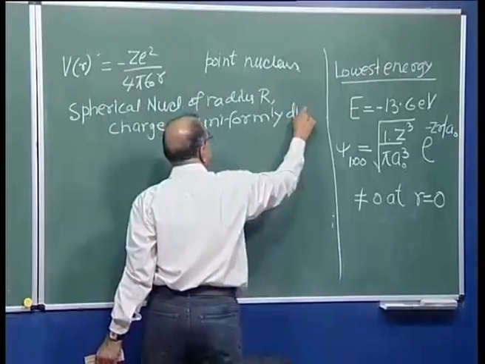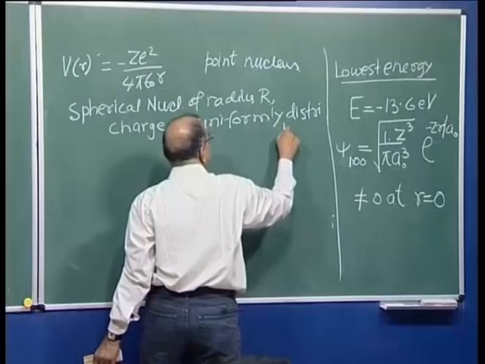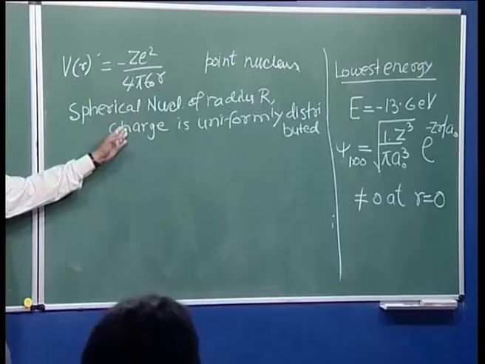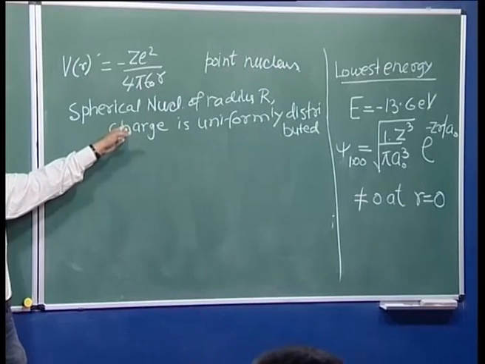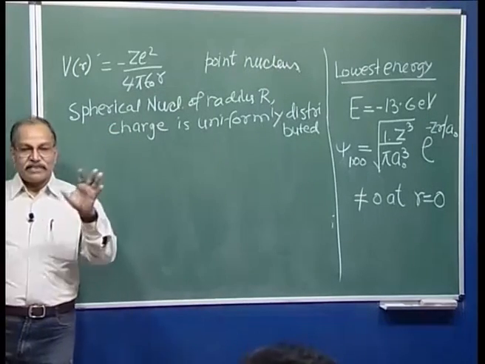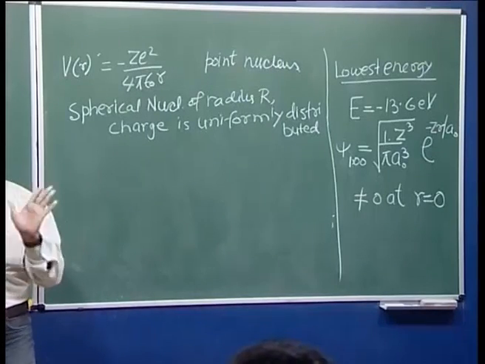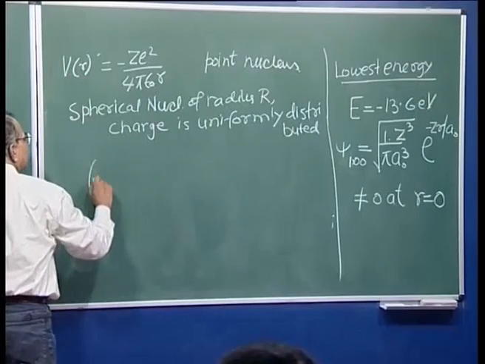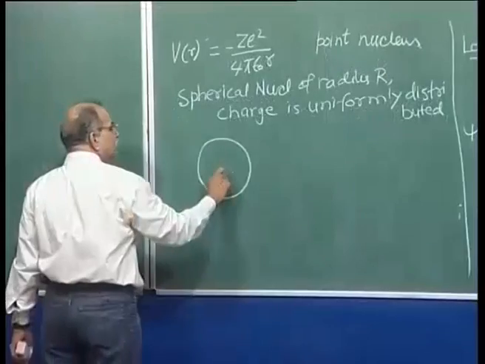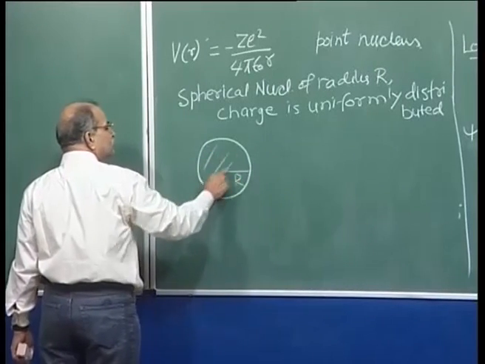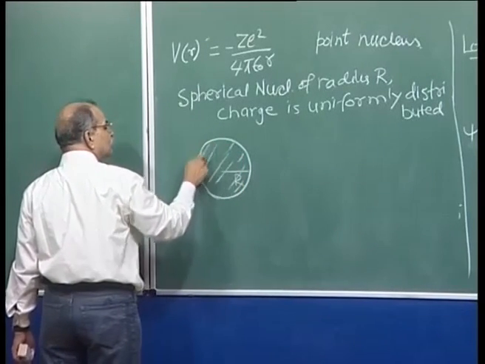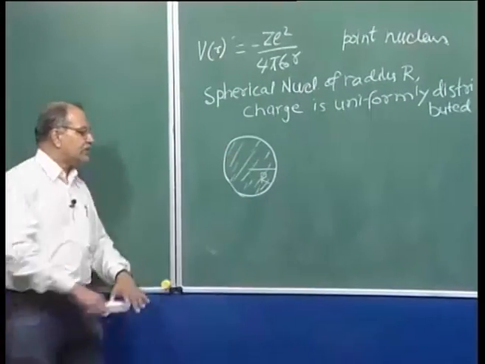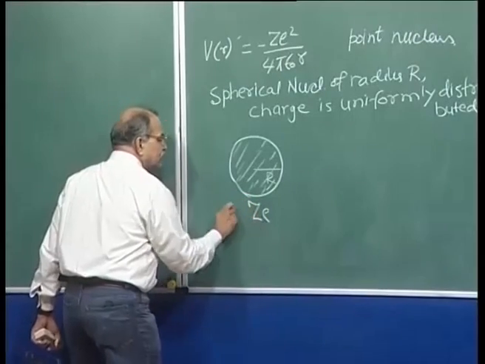Which charge am I talking about? The nuclear charge. The nucleus is a sphere and all that Ze charge is uniformly distributed. Then how do I get the potential energy? So, now I have a sphere of radius R and the positive nuclear charge is uniformly distributed here. The total charge is Ze.